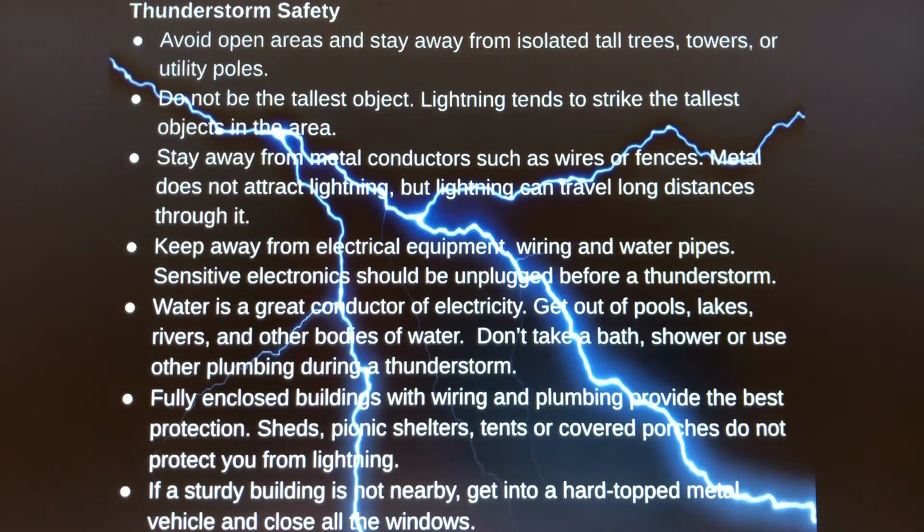Places like a shed or a picnic shelter or a tent or a covered porch don't protect you from lightning. The chance of you getting struck, especially by conduction or side flash, is pretty high. And so if a sturdy building isn't nearby, get into a hard top metal vehicle and close all the windows. If it strikes the metal, it will go around the outside, down to the tires, into the ground, and you won't be electrocuted.